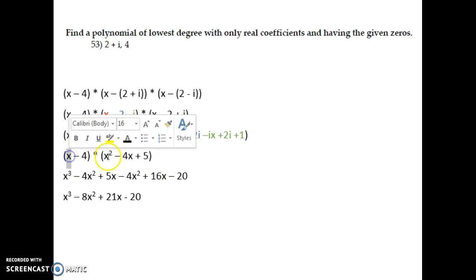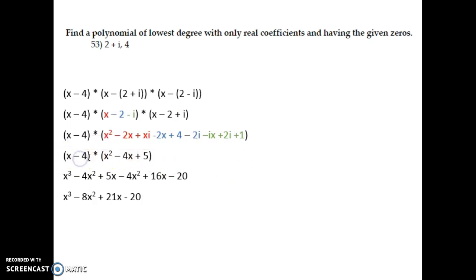And now do x times everything here, and then negative 4 times everything there, and you'll get these. And again, combine things. Minus 4x squared minus 4x squared, you get minus 8. Plus 5x plus 16x, you get plus 21. And that's everything. So that is your polynomial here: lowest degree, only real coefficients, and we know it has these given zeros.